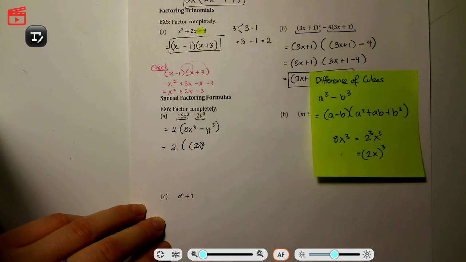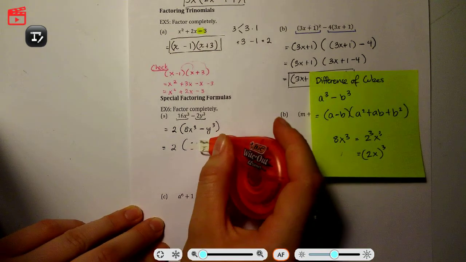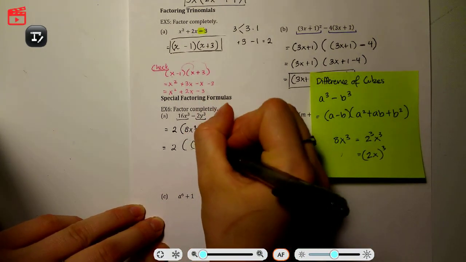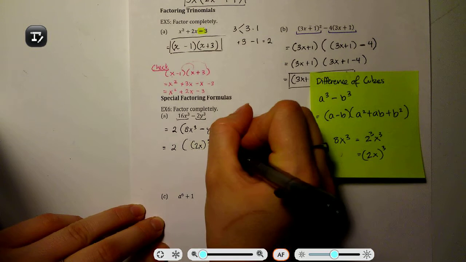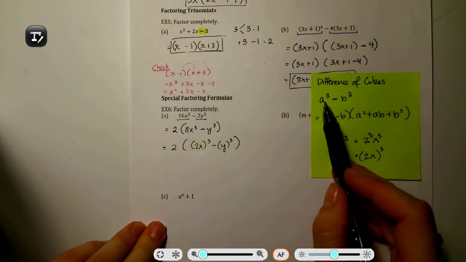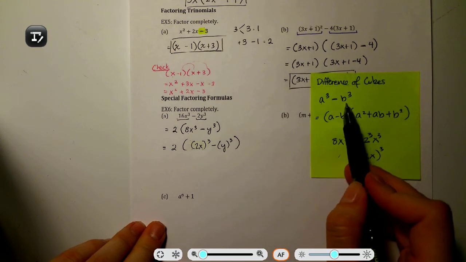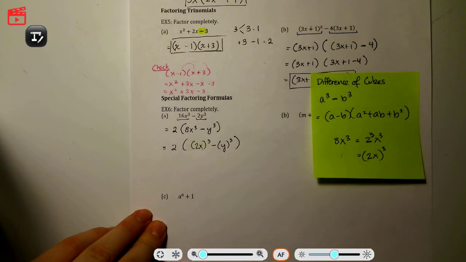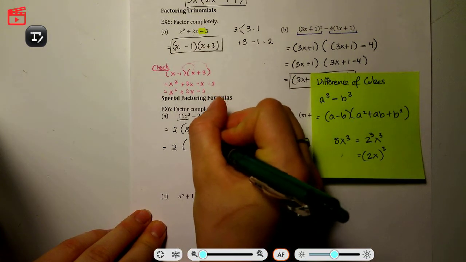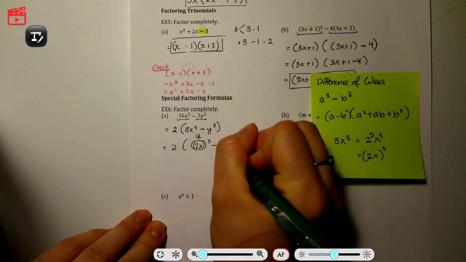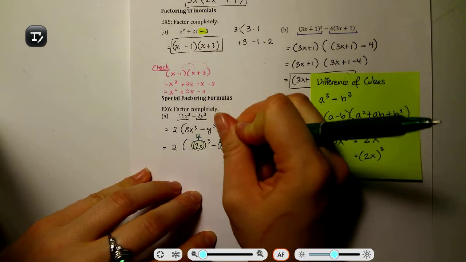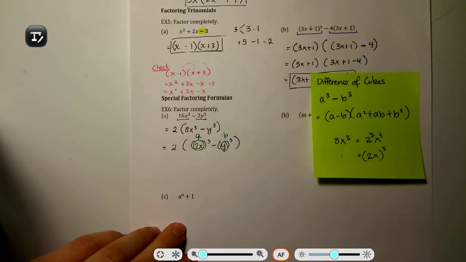Where's my whiteout? A little messy there. Let's try again. 2x cubed, there we go, minus y cubed. Okay, so to use this formula, I want to identify what the a value is and what the b value is. Well, the a value is the first one cubed. So here's my a, 2x. It's my a value. And my b value is y. That's supposed to be my b value. Okay, there we go.